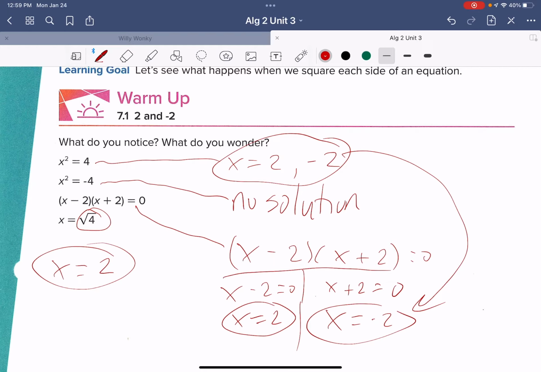So what do I notice? Well, they're all x's. They all have 4s. Even the third one there, a negative 2 times a positive 2 would be a negative 4. So that would be part of it. And then they all have x's, like I said. But what do we wonder? Why does the first equation and the third equation have the same solution?